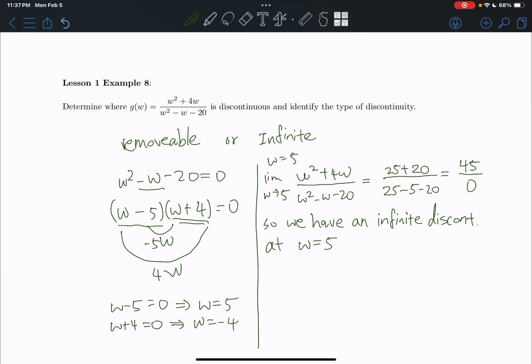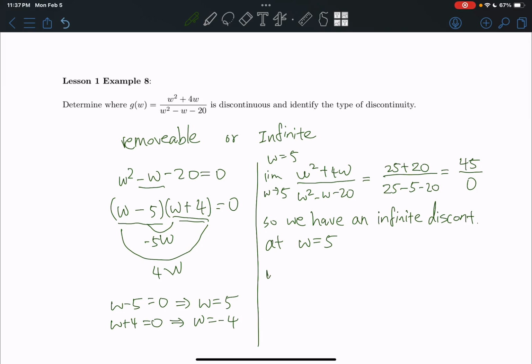Again, this infinite discontinuity really comes from the fact that the limit approaches infinity or negative infinity from the left or the right side of 5. We talk about that in the next section, but hopefully you've already seen that video by this point.